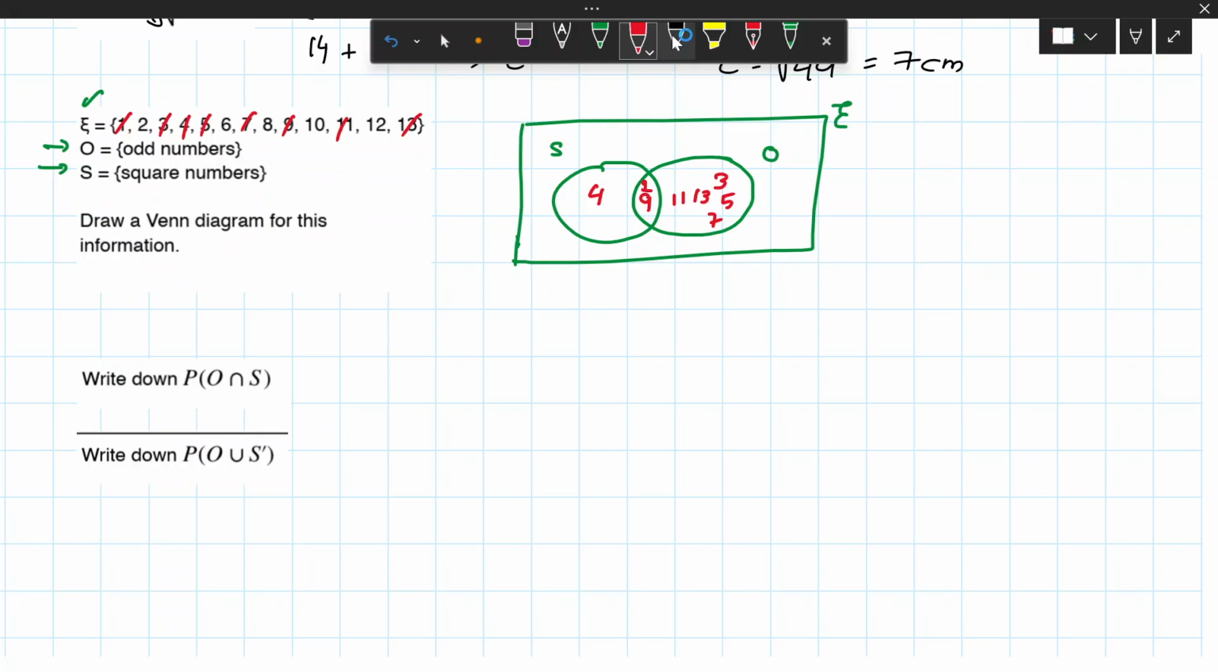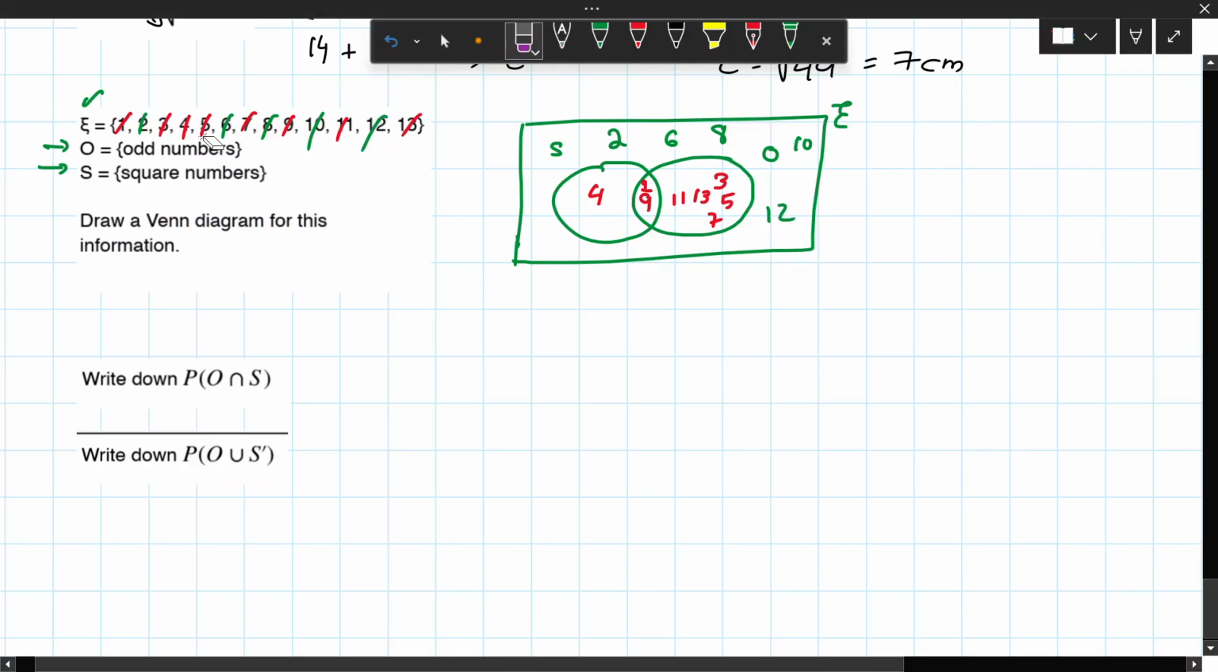And then everything that does not belong anywhere belongs on the outside. So 2 is on the outside, 6 is on the outside, 8 is on the outside, 10 is on the outside, 12 is on the outside. So we've kind of covered everything.